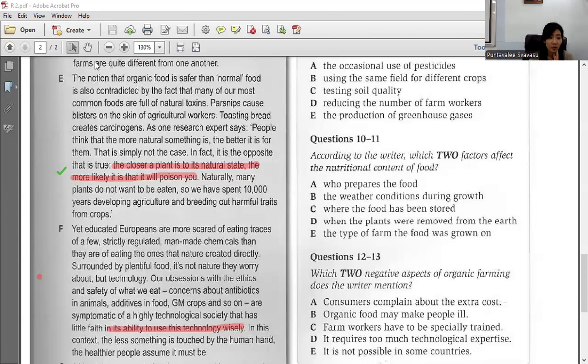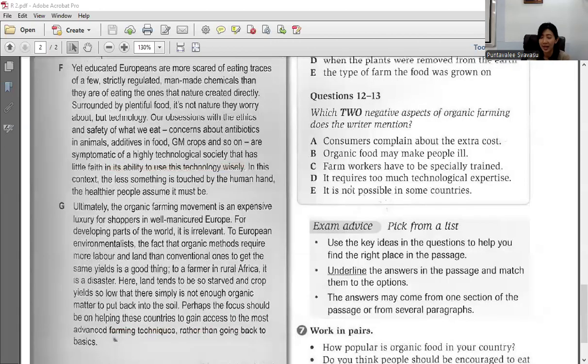Okay, so let's move on to the last one. Of course, choice E would be the correct answer. We already went over this part. It says it's not possible in some country, so it's actually this part: to a farmer in rural Africa, it is a disaster. A disaster is bad, so it's not possible. It's a disaster if you do it, very, very bad. Something bad will happen. So choice E is correct for this one.